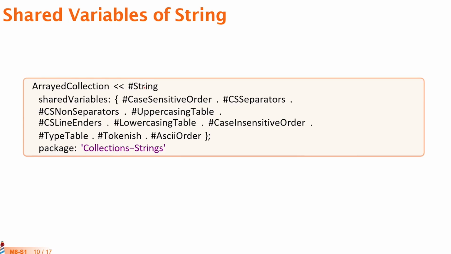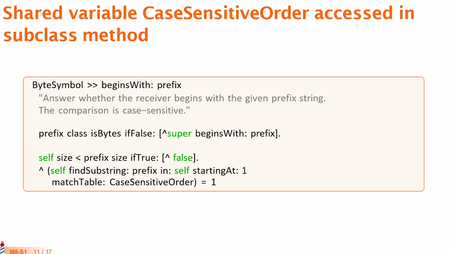And this is how the class string is defined. So it defines, okay, that he used several shared variables. I don't want to go into detail, but this is just to show you that aspect. And here, if you look at, this was not on the UML, but the byte symbol, for example, on the class byte symbol, which is a subclass of symbol, which is a subclass of string, you have the instance methods that will use directly the shared variable.